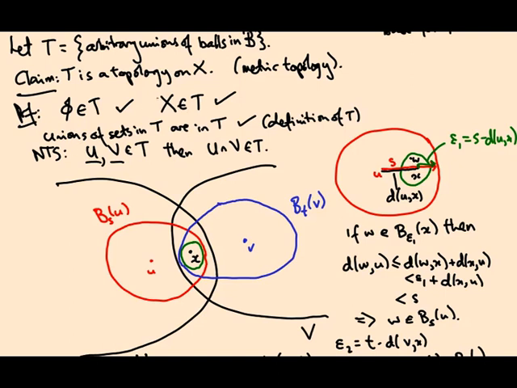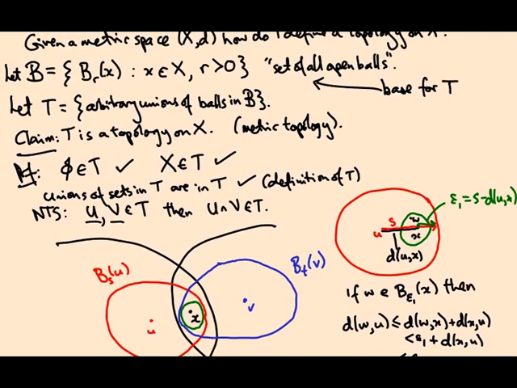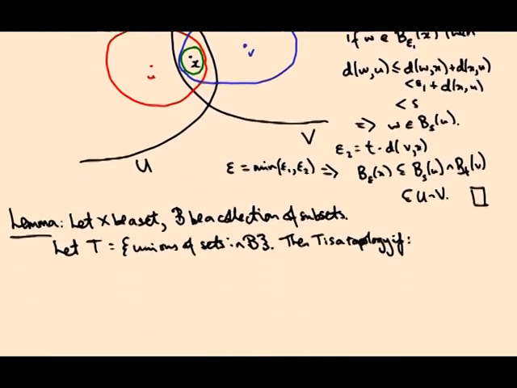We did need to check that X is an open set. And what did we do? We said, well, every point X is contained in some ball, therefore X is a union of balls. So we need to add this as a condition. For all x in X, there exists a b, little b, in B, such that x is in little b. So this is the thing that will imply X is in T.